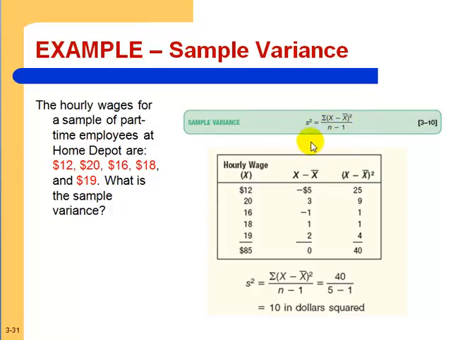Second step, we use each value minus the sample mean, that is x minus x bar. So we get each number, and then we square them, and then we sum these numbers up. That means 25 plus 9 plus 1 plus 1 plus 4. Then we get 40. Then we use the 40 divided by n minus 1. That is 40 divided by 5 minus 1. Then we get 10 in dollars squared. That is the sample variance.